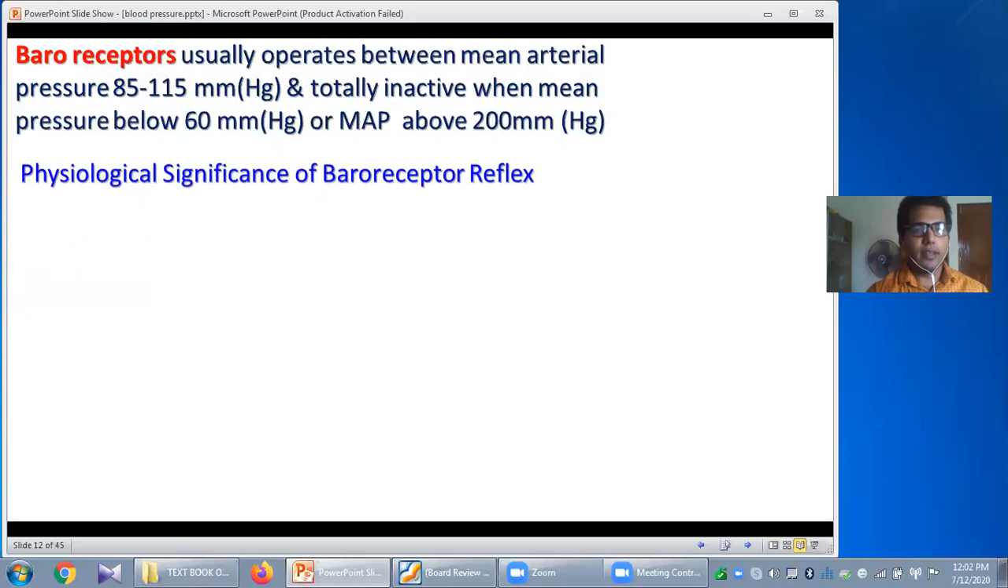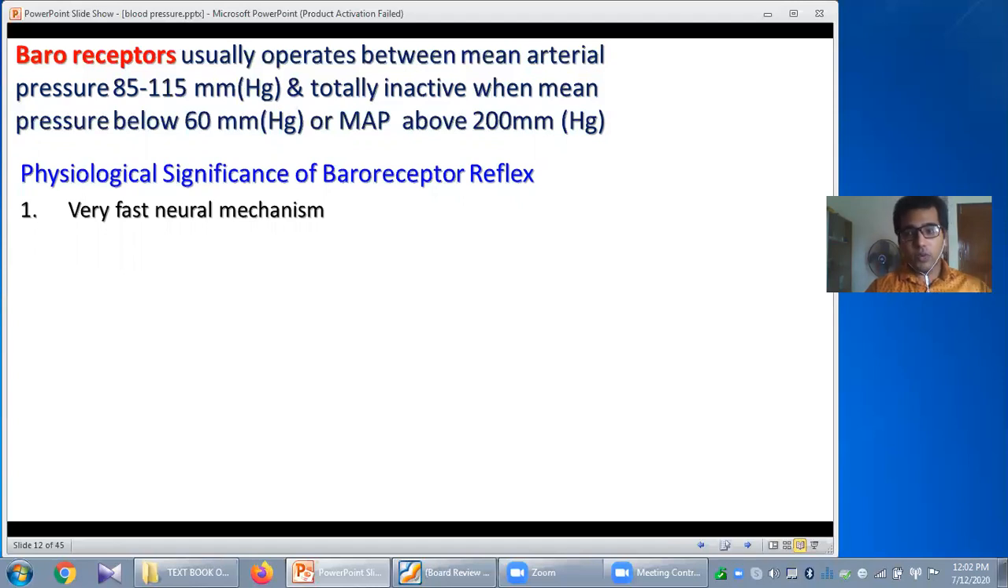Now, the physiological significance of the baroreceptor reflex. This baroreceptor mechanism is a very fast neural mechanism. It is one of the major mechanisms, a short-term regulatory system of blood pressure. It is a neural mechanism, as I have already shown you.